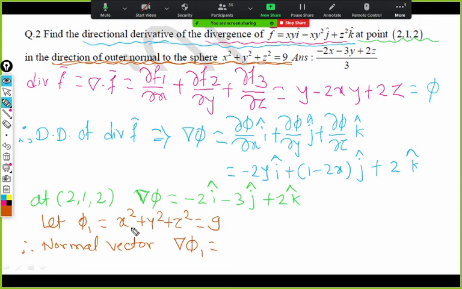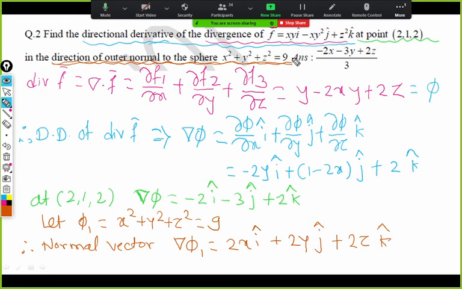What is del phi 1 then? It is dou phi 1 by dou x i, so this is 2x i. Dou phi 1 by dou y, so that is 2y j. And dou phi 1 by dou z, that is 2z k. So this is a normal vector to the sphere at any point x, y, z.